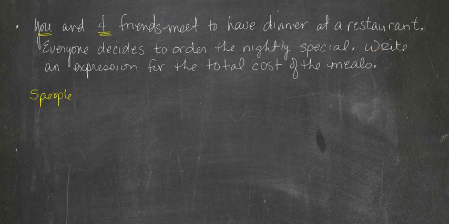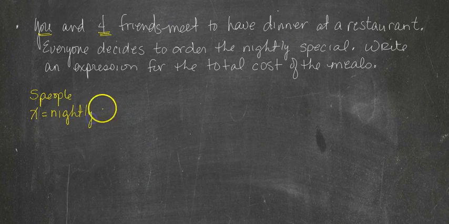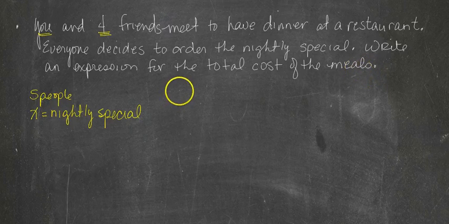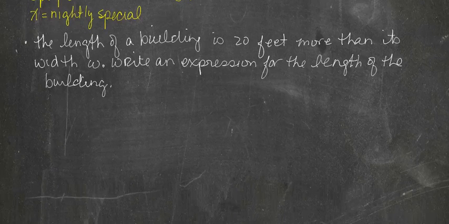So everyone ordered exactly the same thing, right? And the nightly special, we don't know what the price of the nightly special is. It's an unknown value, so we need a variable for that. So let's let x equal the nightly special. Write an expression for the total cost of the meals. Well, that would be 5 people times the cost of the nightly special. That was actually easier than I thought. All right, so I paused and it just popped right up.